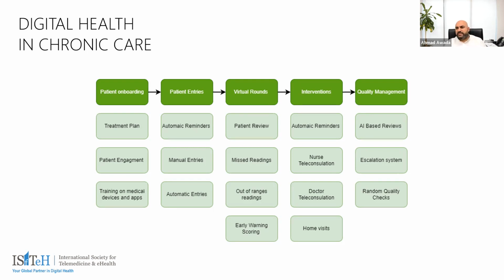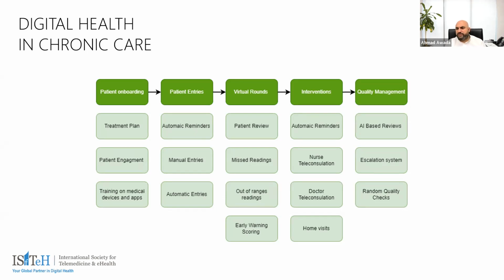Patient entries, that's the second phase. Now you onboarded the patient, you have the treatment plan, you provided the patient engagement, the patient knows the doctor and nurse and all the team taking care of him. Now the patient is going to enter the readings. Here you need to have automatic reminders for them. Either you set it from the system and you remind them, or you ask them to configure it, but they should be reminded of what they are supposed to do. And as a healthcare provider, you should be able to see it. For example, they are supposed to take 10 readings for the next week, and you need to be able to see that 10 entries were required and 8 or 9 or 12 were entered.